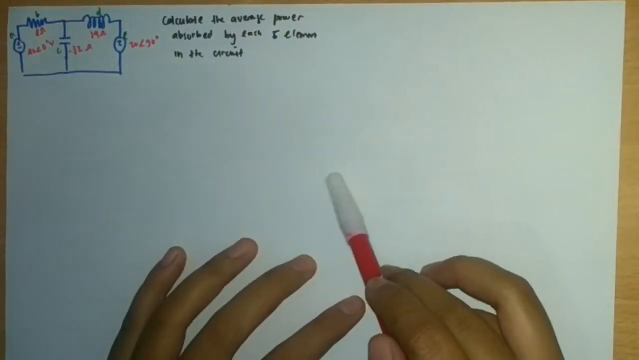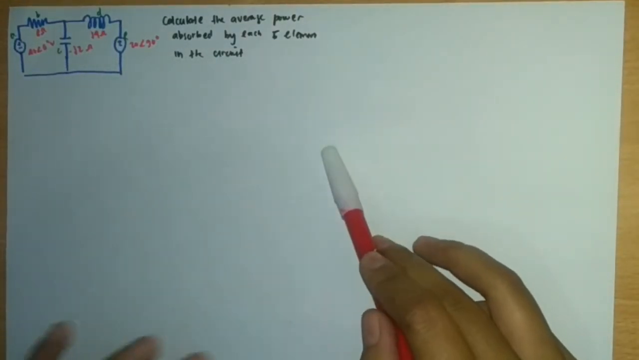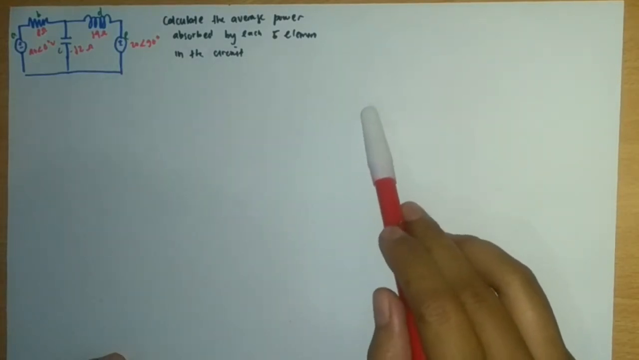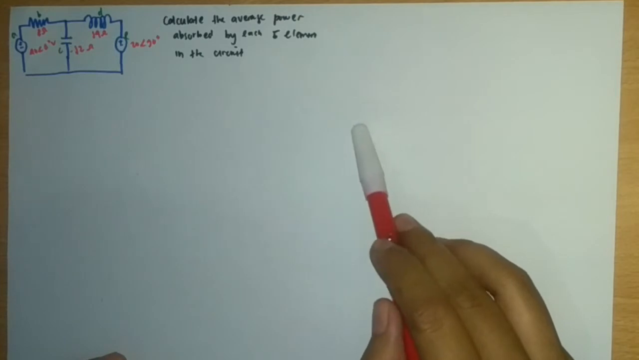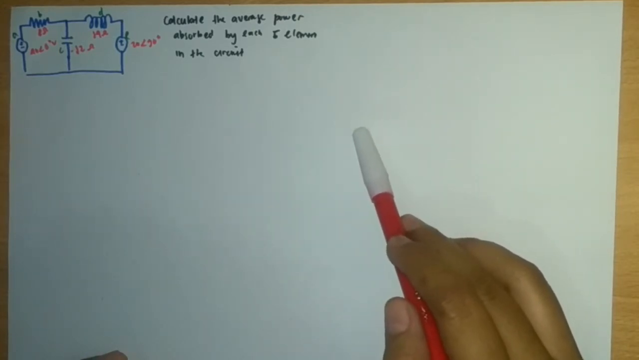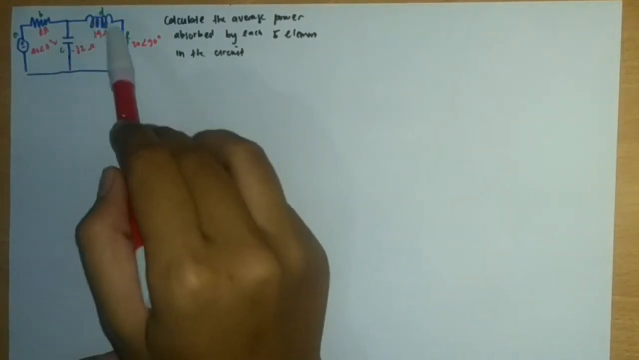Hi guys, in this video we're gonna see the solution of practice problem 11.4 from the textbook Fundamentals of Electric Circuits by Alexander and Sadiku, 6th edition. The problem is asking to calculate the average power absorbed by each of the 5 elements in the circuit. They are A, B, C, D, and E.